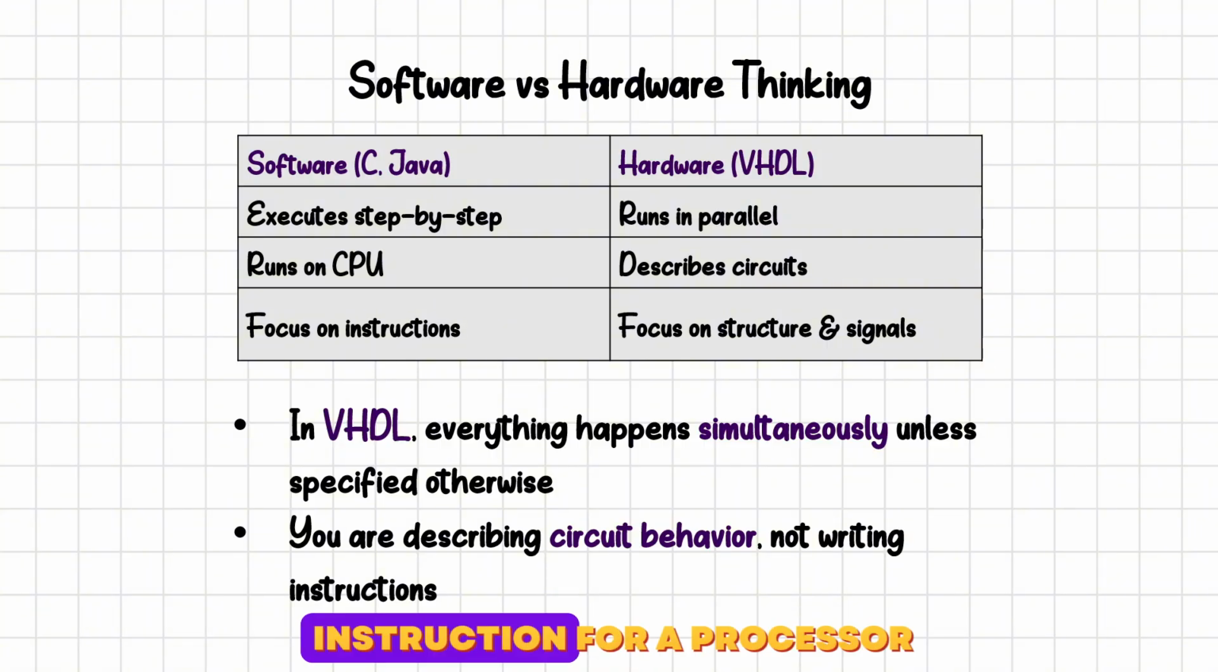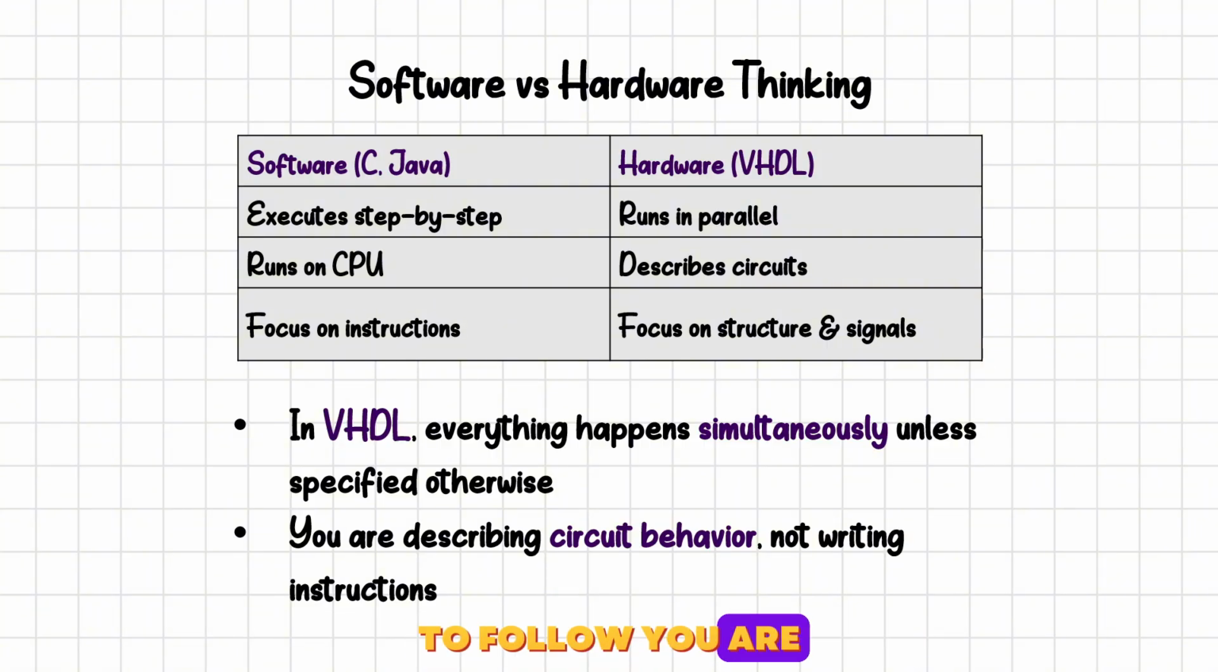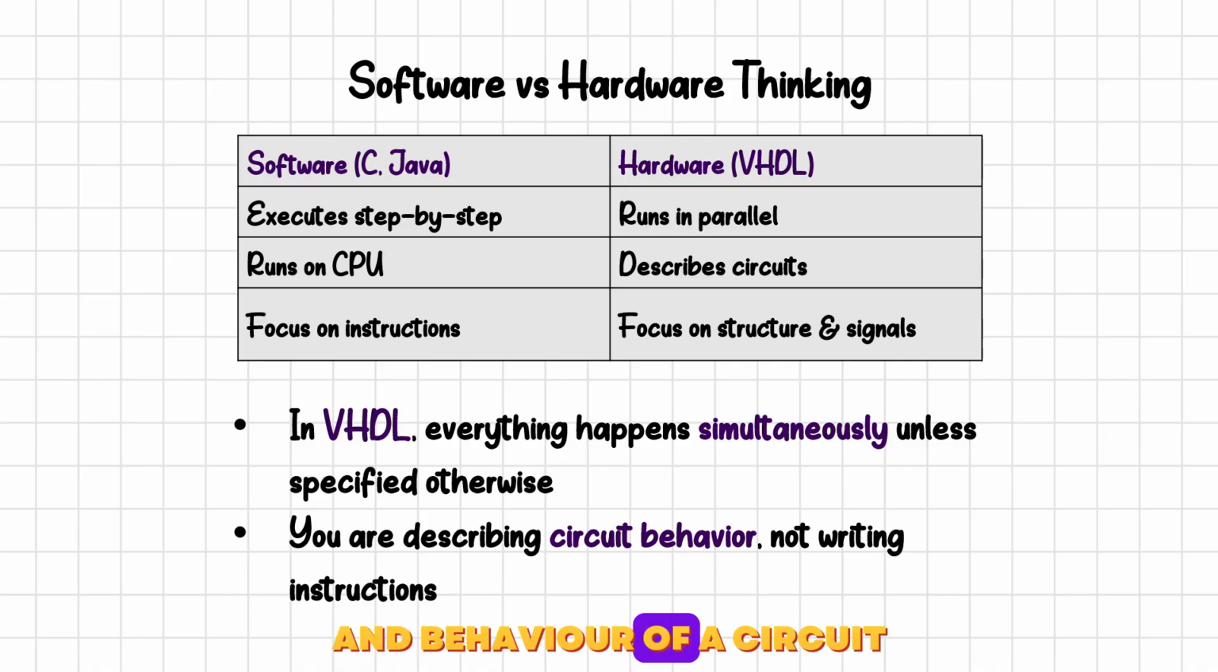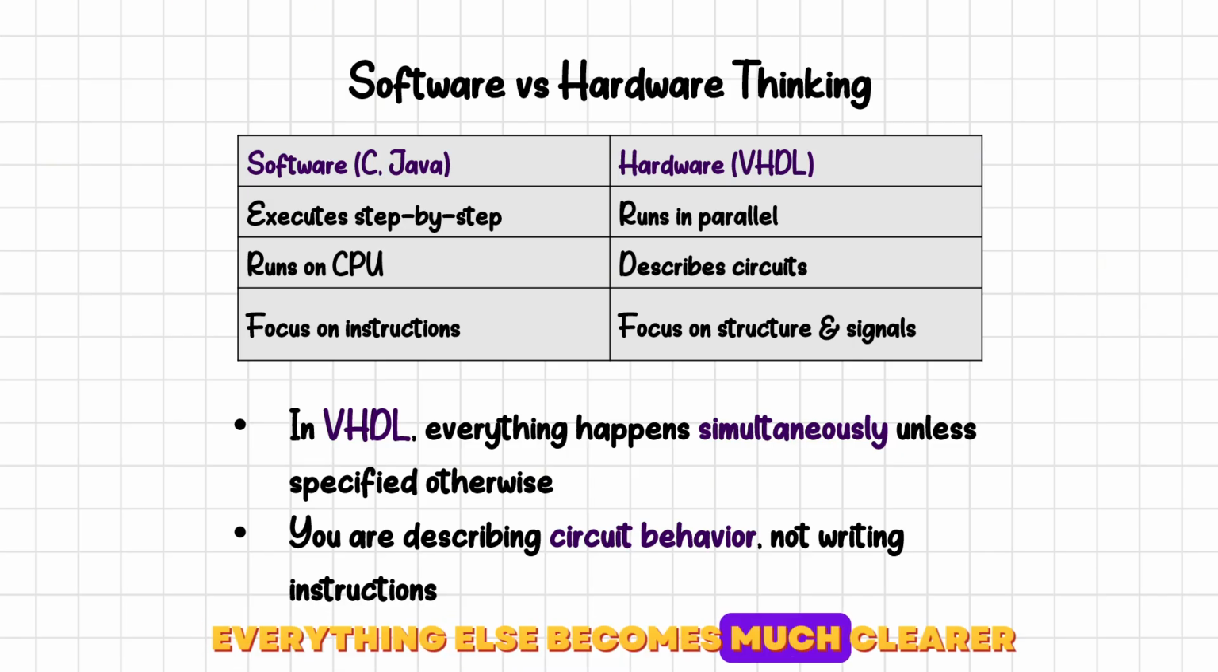You are not writing instructions for a processor to follow. You are describing the structure and behavior of a circuit. This shift in thinking from sequential software to parallel hardware is the most important mental adjustment you will make in this series. Once you get it, everything else becomes much clearer.